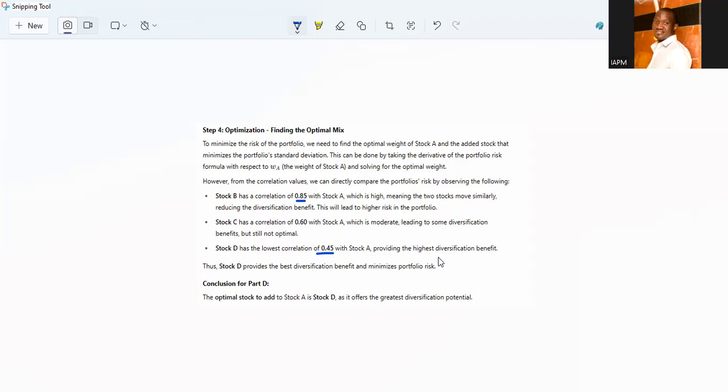So it has provided the highest diversification benefit. So in this case, we're going to move with what? Stock D, which provides the best benefit for diversification. So D is the answer already said. But in the case that you were given weights, you needed to actually calculate to show that, okay?